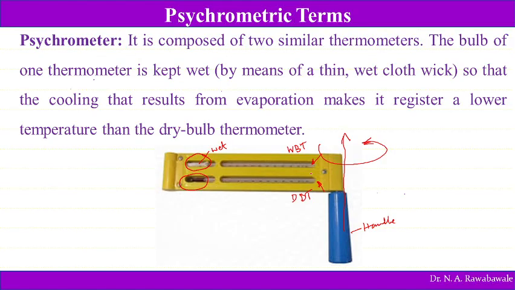With this I can say we have finished the terminology related to air, the psychrometric terms. Tomorrow we'll see psychrometric relations, and then we'll start with the air conditioning processes. Thank you.